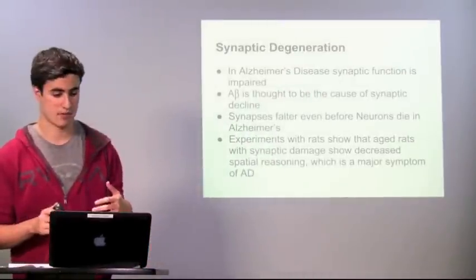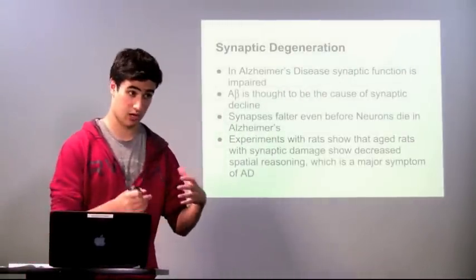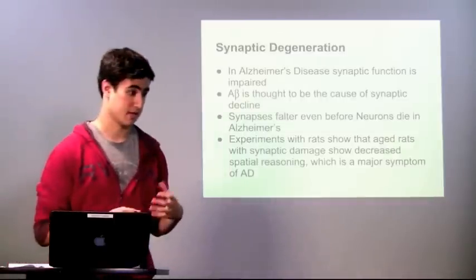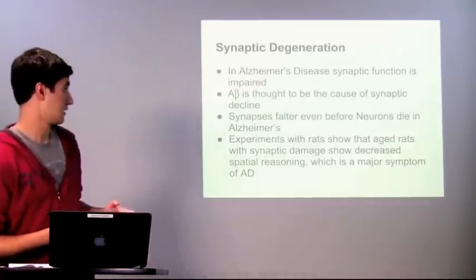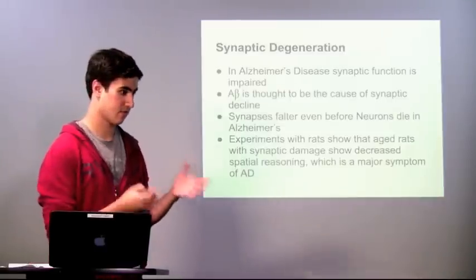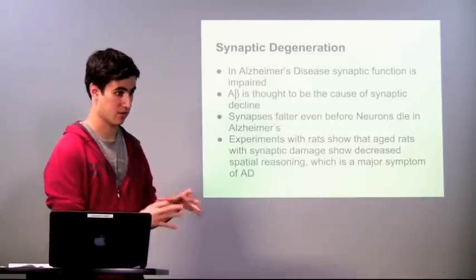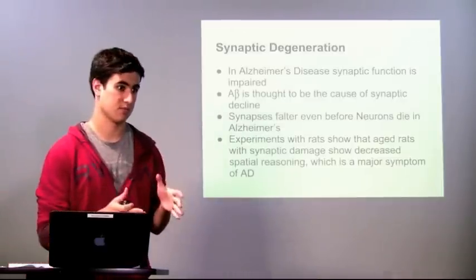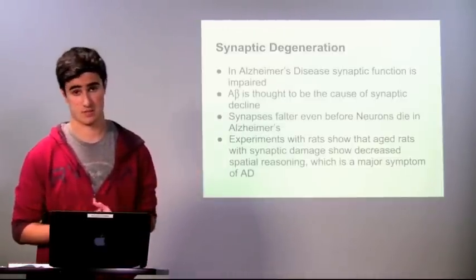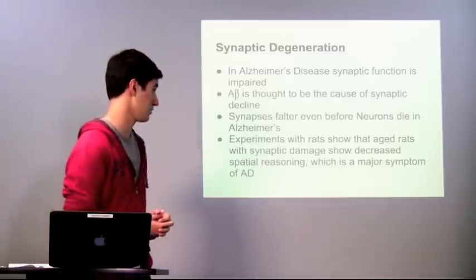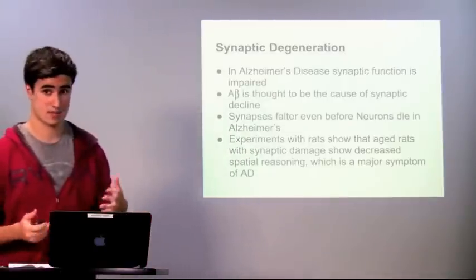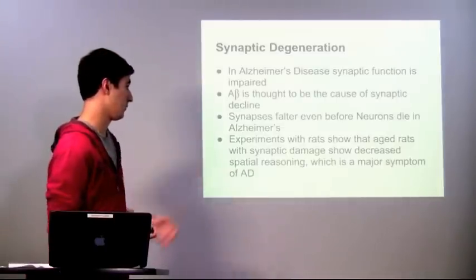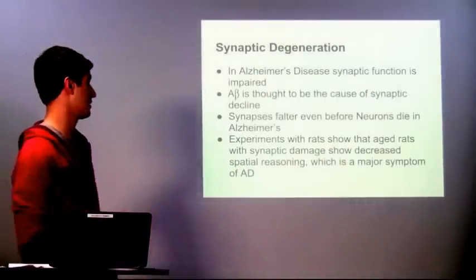In this next part, I wanted to build a little bit off of what Turner said earlier, and talk about synapse degeneration. Now, synaptic function is very strongly related to memory. And obviously, memory loss is one of the most important symptoms of Alzheimer's disease. So in Alzheimer's disease, synaptic function goes way down. It's very impaired. And amyloid beta is actually thought to be the cause of this synaptic decline.